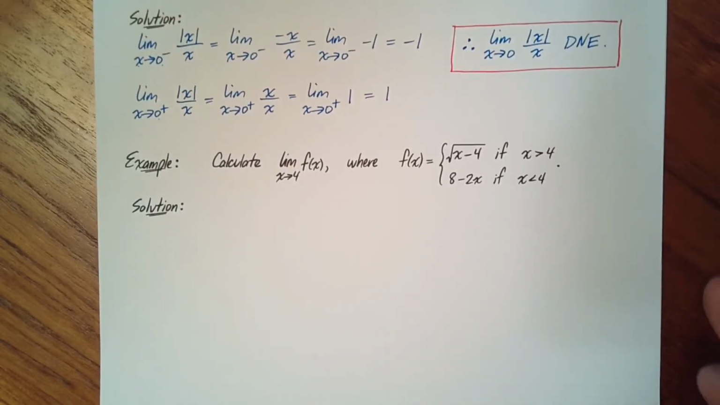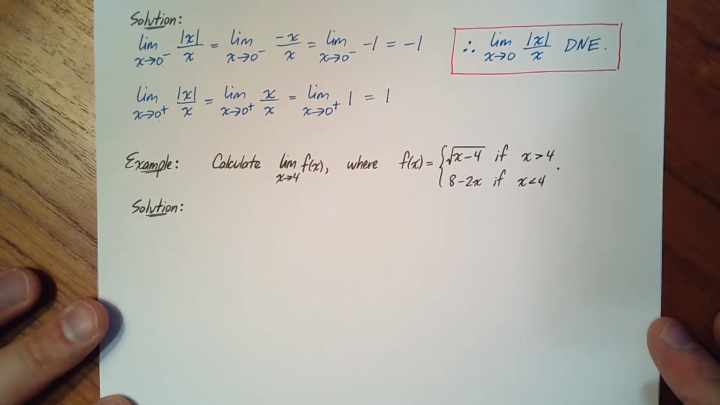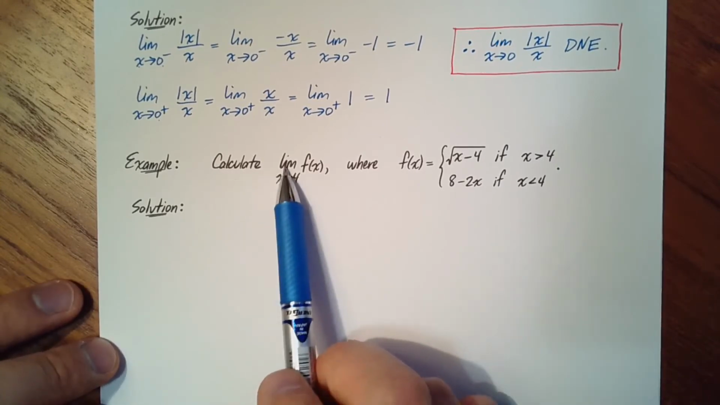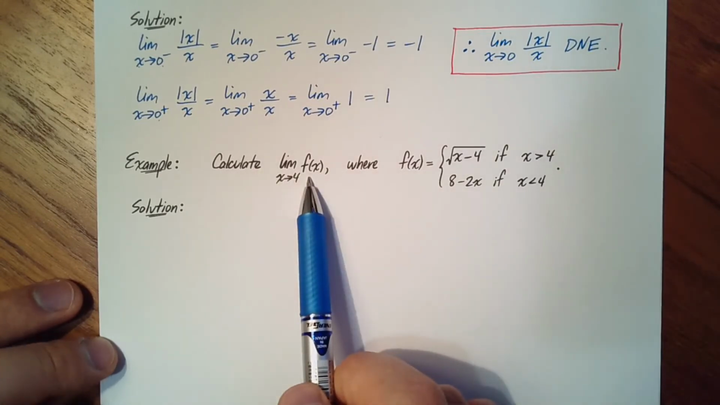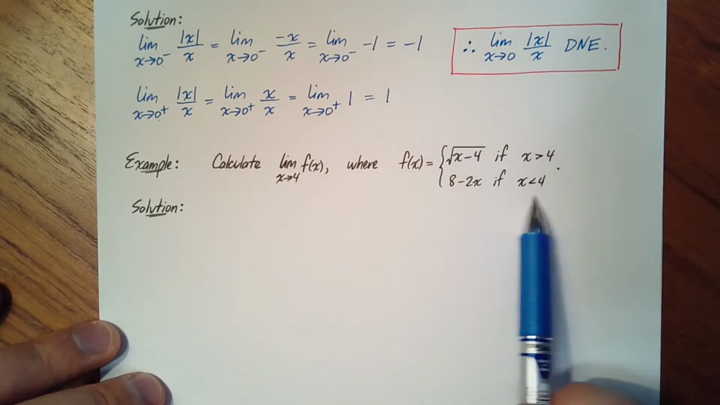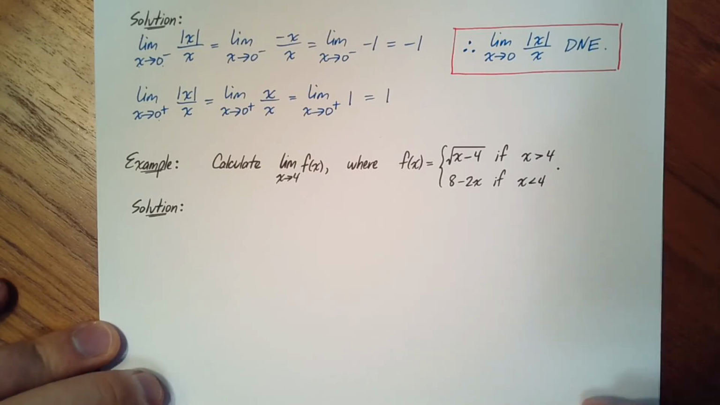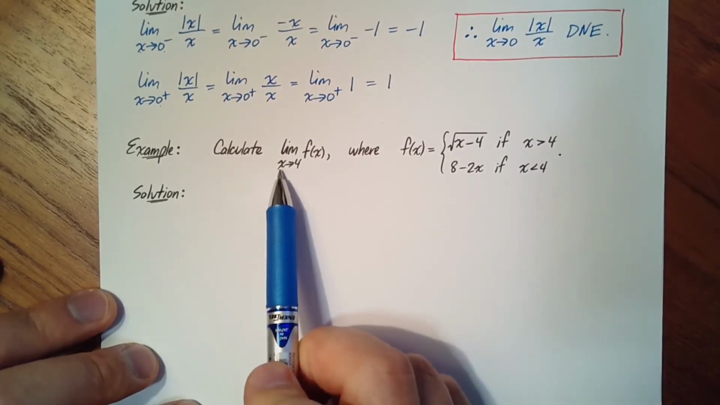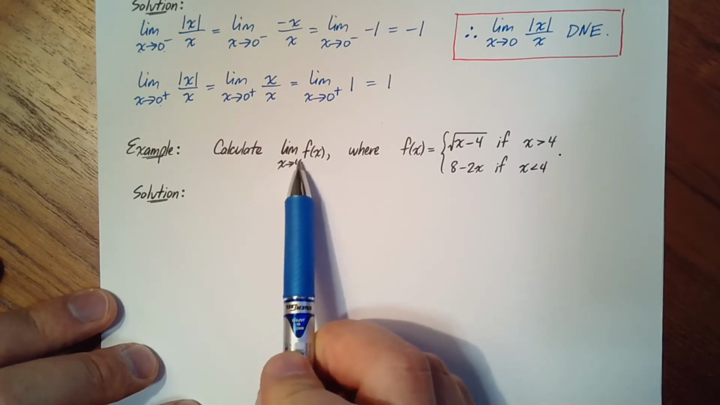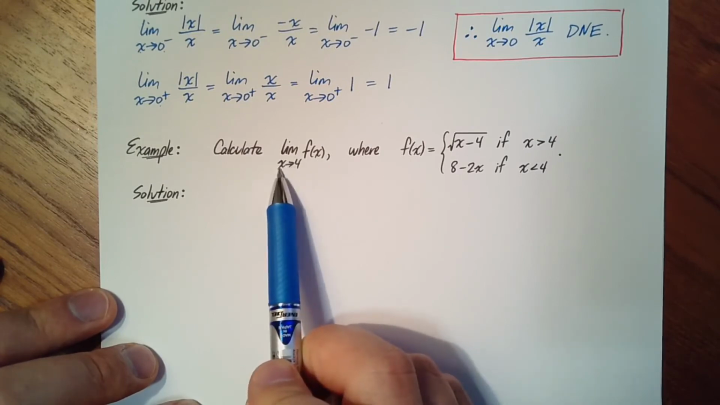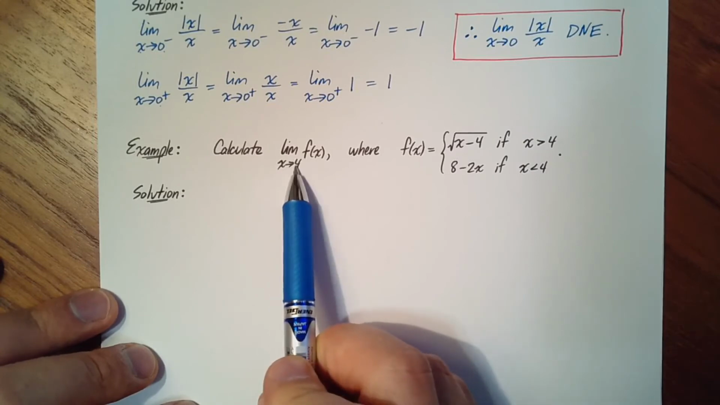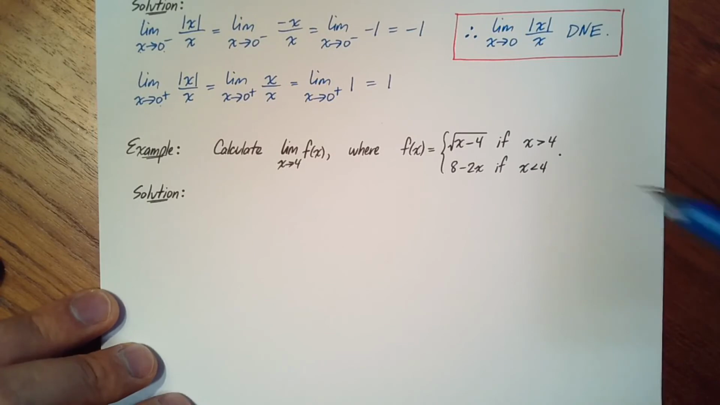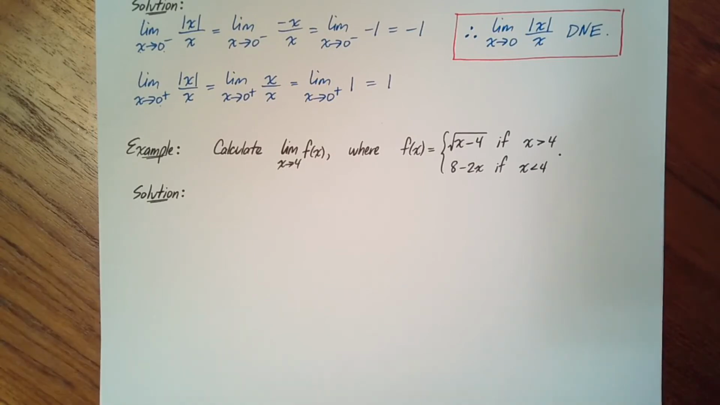Another example of when you might want to take limits one side at a time is if you're dealing with a piecewise function. So here we want to calculate the limit as x goes to 4 of the function f of x, where f of x is given by these two rules as a piecewise function. And another hint is if the value that your variable is approaching happens to be precisely the point at which your function changes behavior, then you know you're definitely going to want to take one-sided limits first.